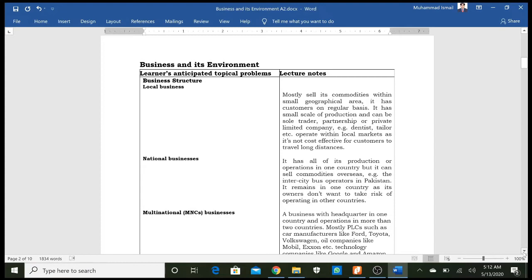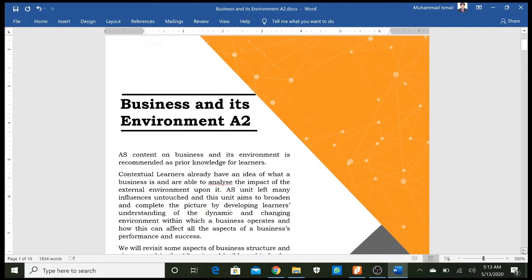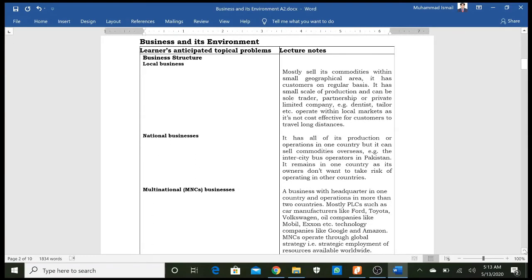These businesses remain in one country as their owners don't want to take the risk of operating in other countries. It means they don't commercially operate in other countries. Commercially, they only operate in the home country. Okay, so we were discussing national businesses. Mostly they operate at national level, meaning in almost all parts of the country, but they do not commercially operate in other countries.